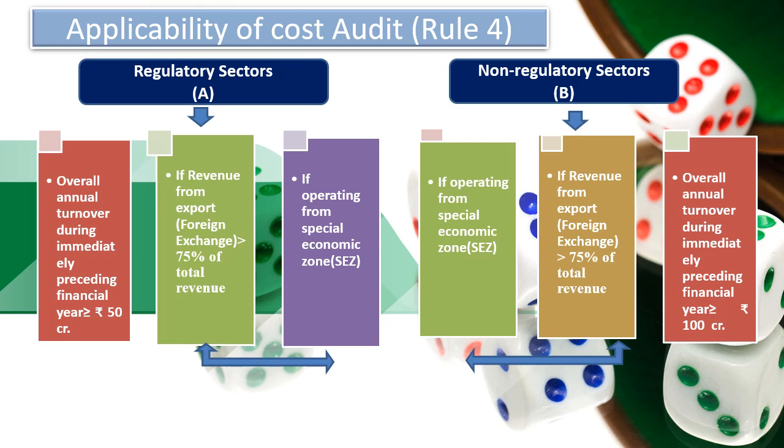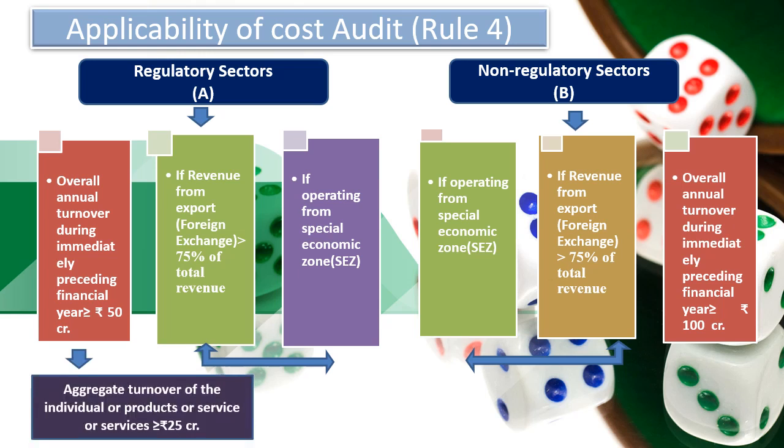Now let us talk about regulatory sectors. If overall annual turnover during the immediately preceding financial year is equal to or more than rupees 50 crores, then you have to conduct cost audit. Or if the aggregate turnover of the individual product or service is equal to or more than rupees 25 crores. We can say that under rule 4, cost audit is compulsory only for those companies whose gross annual turnover including all the products is equal to or more than 50 crores. And if we consider only an individual product, then the turnover should be equal to or more than 25 crores.